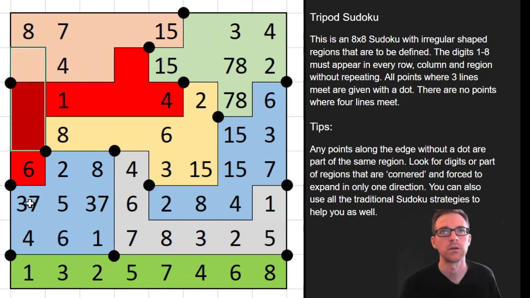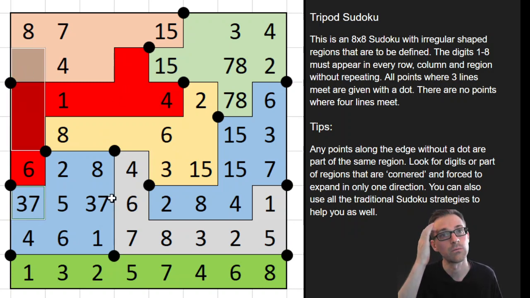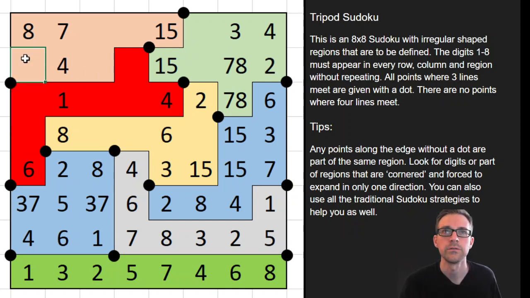Here's a quad. So 7 can't go here. You know what? Let's do. So we're missing 2. 2s can't go here. And a 2 can't go here. So the 2 is forced there. Okay, so 2 is already in that row. 2 is already in that region. So 2 is forced there.